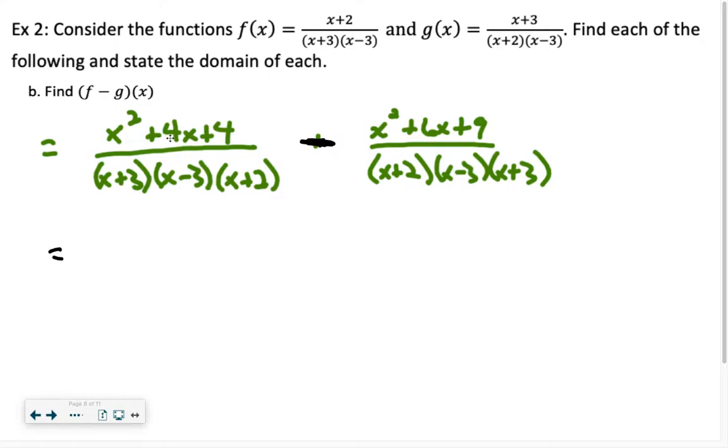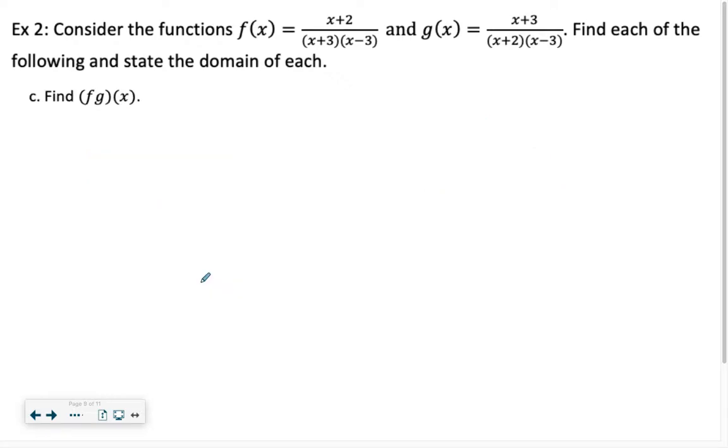And I would say x squared minus x squared is just 0. 4x minus 6x would be -2x, and 4 minus 9 would be -5, all over that same denominator. X plus 3 times x minus 3 times x plus 2. And the domain would be identical to the addition problem, so I'm not going to waste time writing it out here. I do want to look at the multiplication and division parts of this, though.